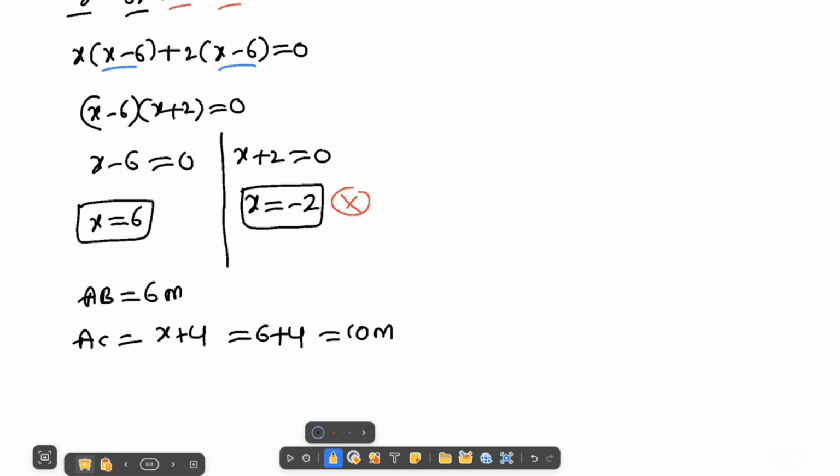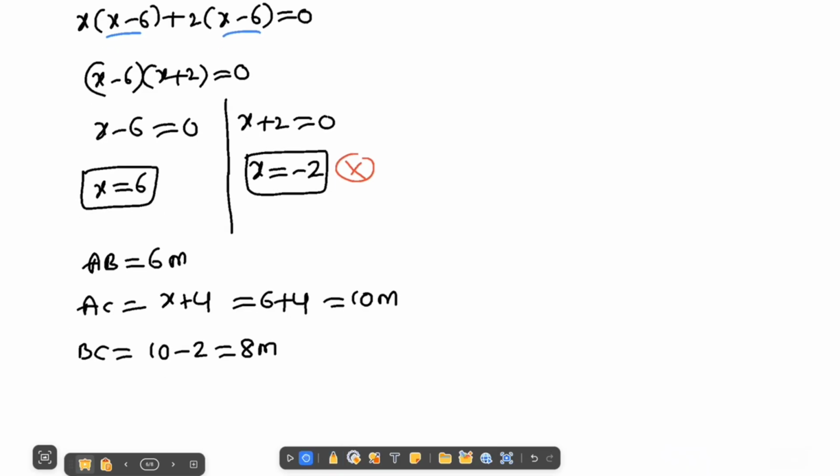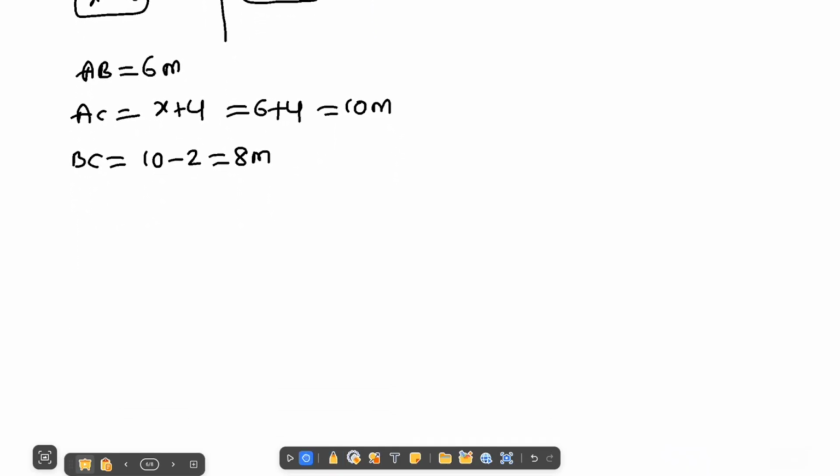And the third side BC is 2 meters less than the longest side. Longest side is 10, so therefore it is 2 meters less, means 10 minus 2. So it is equal to 8 meters. So now we have to find the area of the triangle, and we have to find the perimeter of the triangle. Let's redraw it here.